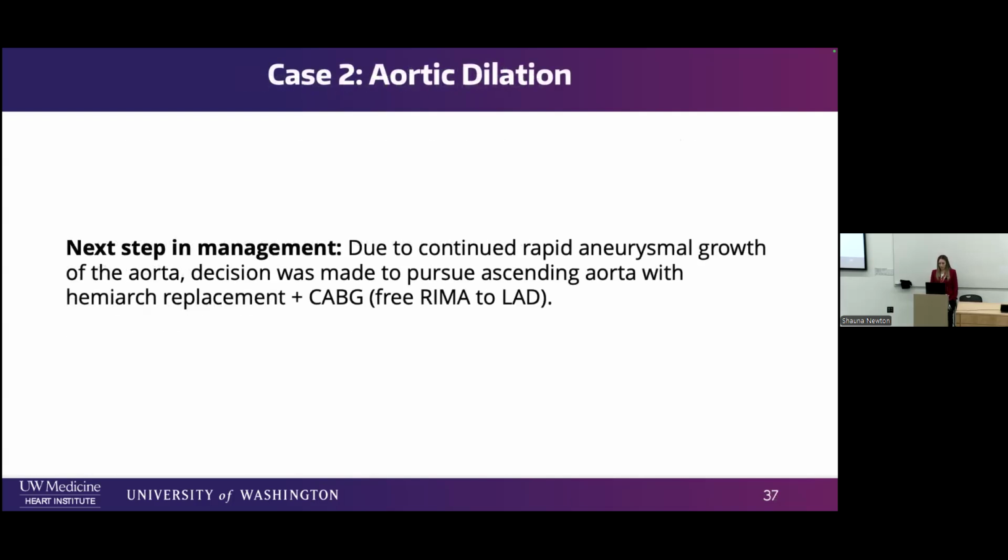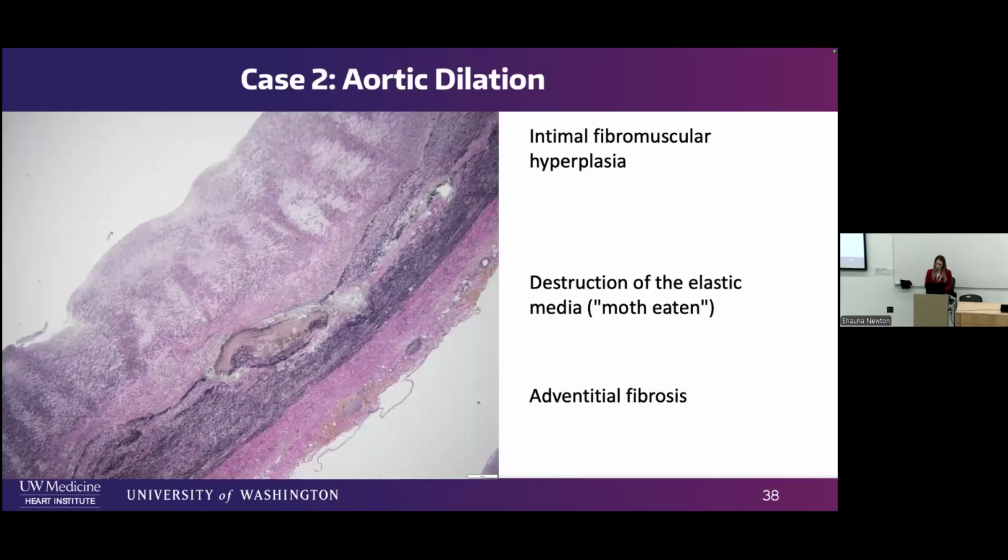So what happened at this time is, due to her rapid aneurysmal growth of the aorta, the decision was made to pursue ascending aorta and hemiarch replacement plus CABG. Her LIMA was unfortunately not present anymore. It got occluded because of the involvement of the left subclavian artery with her vasculitis. So they did a free RIMA to LAD. And we have some pathology results from her surgery.